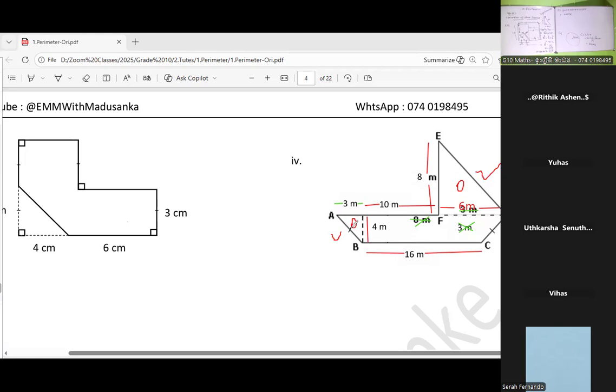So this length AB equals CD length. They have given that, right? So if you find this length, it is equal to this, and you have to apply again the Pythagorean relation for this FED triangle, so that you can find this one. Then you have to add all the lengths around this figure. Then you can do this. Right? Okay, so I will explain it on the board.